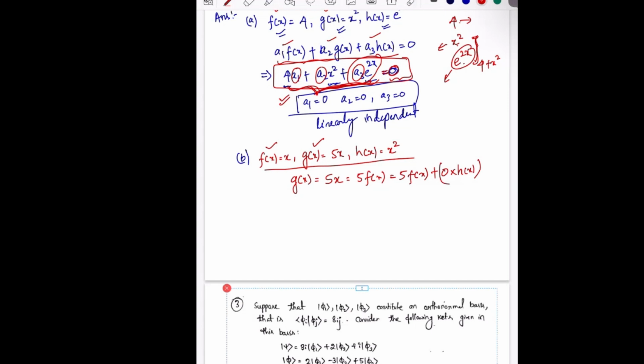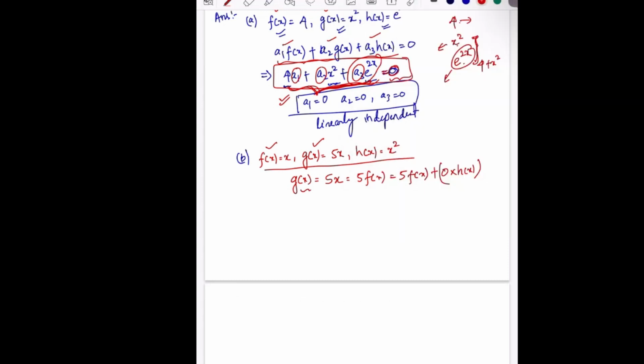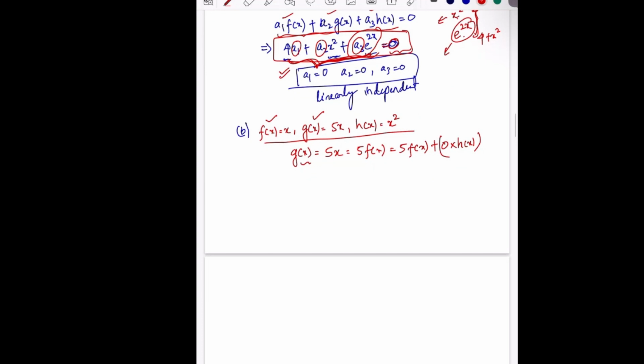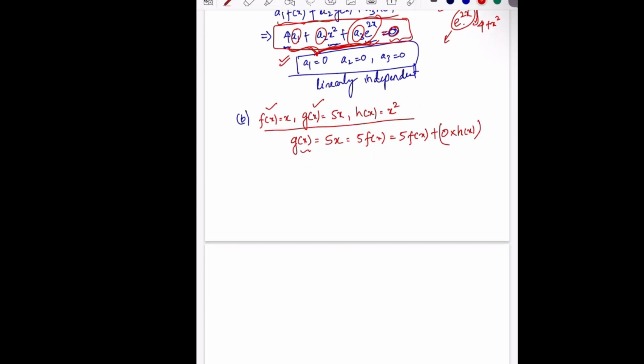So here you are saying that you can write one of these functions as a linear combination of other functions. So this means that these three functions are not linearly independent. This is one of the quick ways in which you can check. Or the other, simpler way: take the linear combination of these three vectors, a1 f of x plus a2 g of x plus a3 h of x, which is equal to 0.